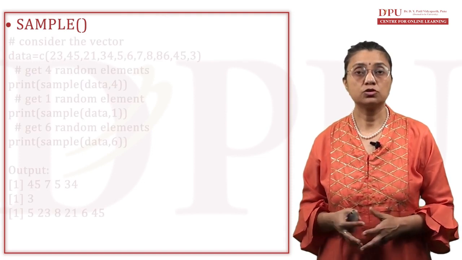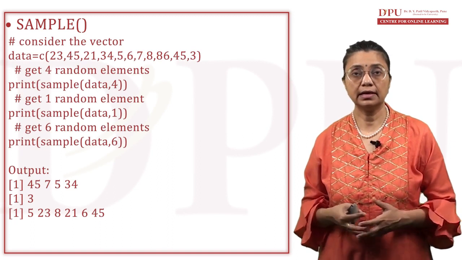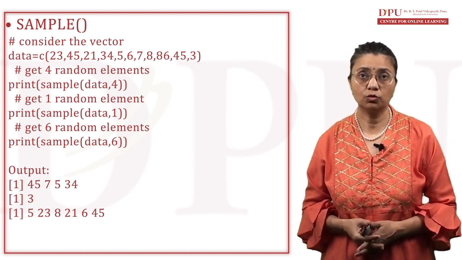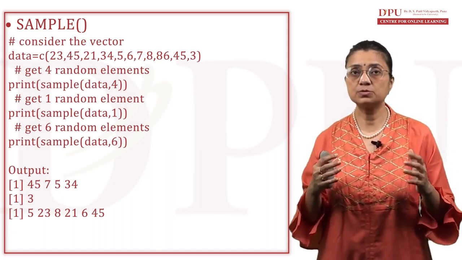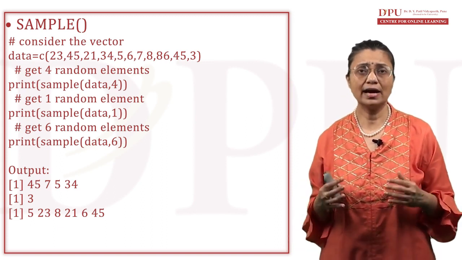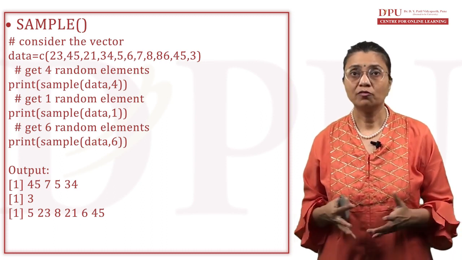Let's have a look at another very interesting function which is called the sample function. Suppose I want to create a sample data. Consider the vector data which is equal to 23, 45, 21, 34, 5, 6, 7, 8, 86, 45 and 3. So this is my data. Get 4 random elements. Now suppose I want 4 random elements out of this vector. What will I do? Very simple.